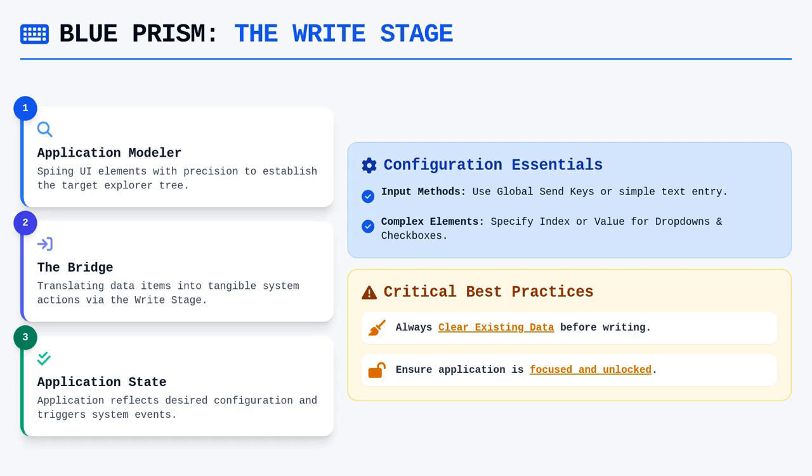It is a common mistake to overlook the necessity of clearing existing data before writing, so always consider utilizing the clear action where the target interface supports it. When dealing with checkboxes or drop-down lists, the write stage acts as the bridge between your data items and the application state. By specifying the index or the specific value, you ensure that the application reflects the desired configuration, provided the element was spied with sufficient precision. Always keep in mind that the write action triggers standard application events, meaning the target application must be in a state ready to accept input, such as having focus or being unlocked.